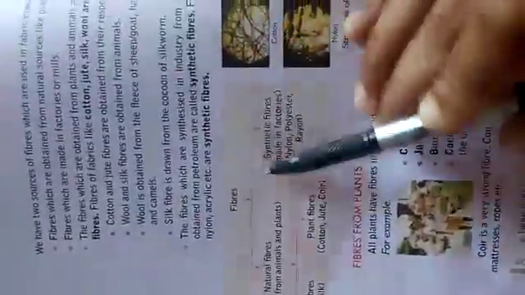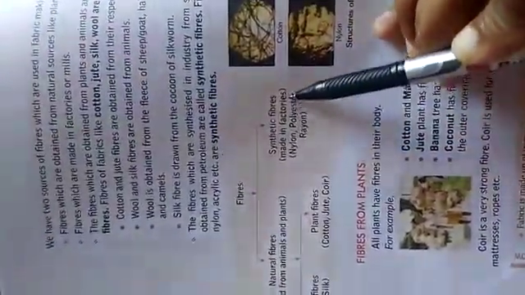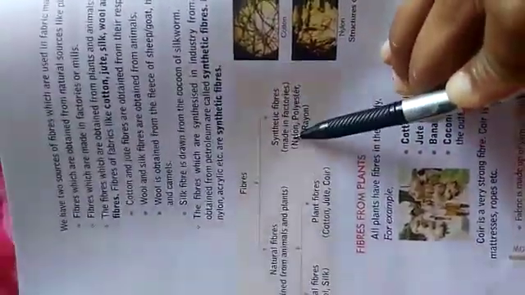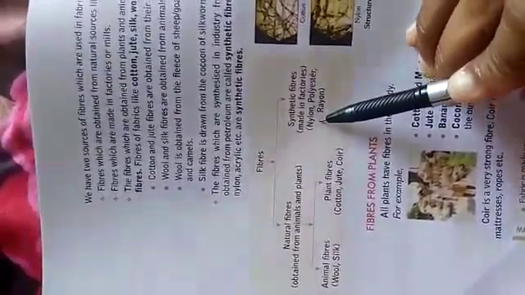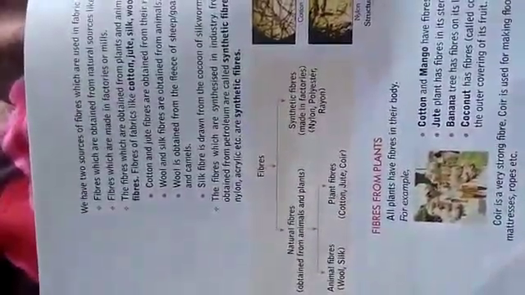Next, the second type of fiber, which we will discuss now, is synthetic fibers. Synthetic fibers are those which are made in factories, made by an artificial process by man with the help of chemicals. Examples of these are nylon, polyester and rayon.